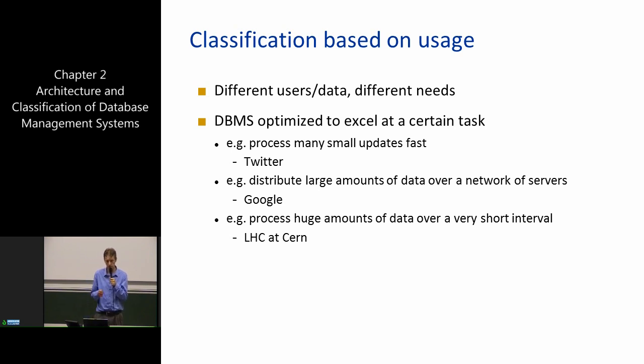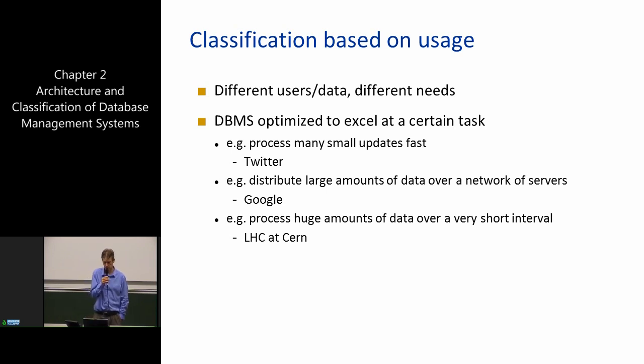So there, the Twitter database needs to make sure that it can process all these small updates in a very fast way. DBMSs can also be used to distribute large amounts of data over a network of servers. This is what Google is going to do. So it's going to distribute large amounts of data over a network of servers to basically perform its search functionality and to make sure it can very quickly answer all the queries that are being issued to it.